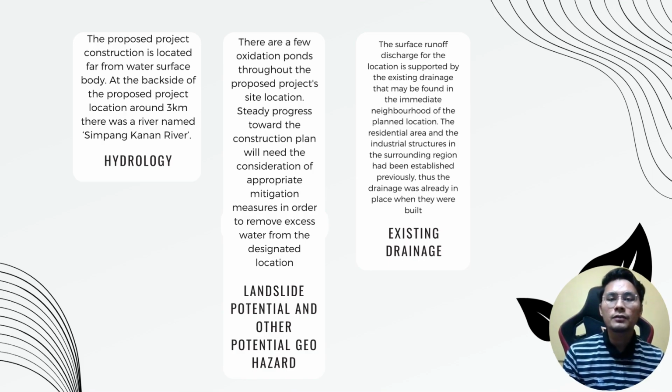Next is about the potential of landslide and geohazard. There are a few oxidation ponds throughout the proposed project site. Steady progress toward the construction plan will need the consideration of appropriate mitigation measures. For the purpose of this project data, landslide does not occur in this section because of the location's vicinity to an existing river. The surface runoff discharge for the location is supported by the existing drainage that may be found in the immediate neighborhood of the planned location. In addition, there are already earth drains installed in the region, and they are put to use anytime.